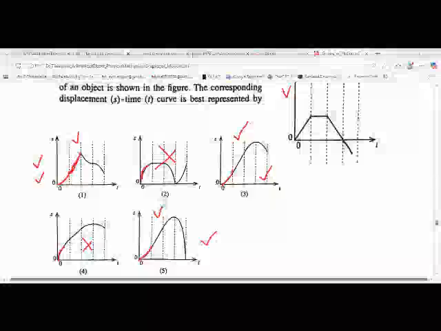Next part, it is a deceleration. Okay, deceleration. Deceleration means the inclination should decrease. The gradient should decrease. In this case, you can see the deceleration, its gradient is decreasing. Inclination is decreasing. Okay, then this is correct. It's matched with the velocity time graph.